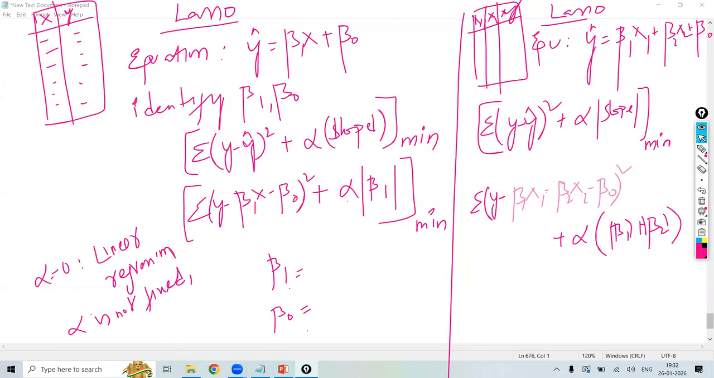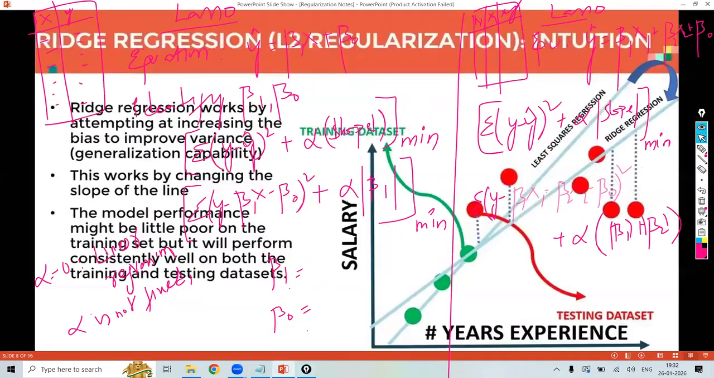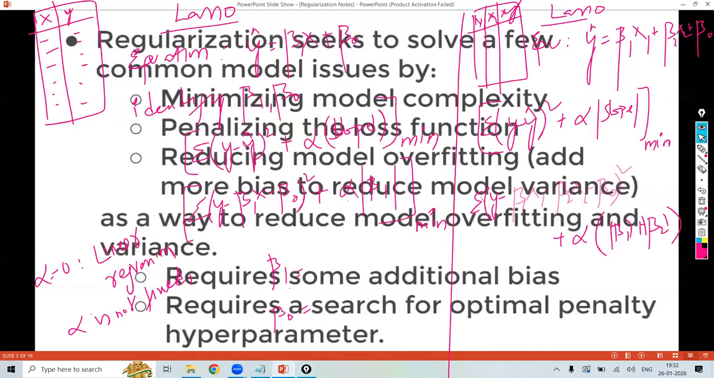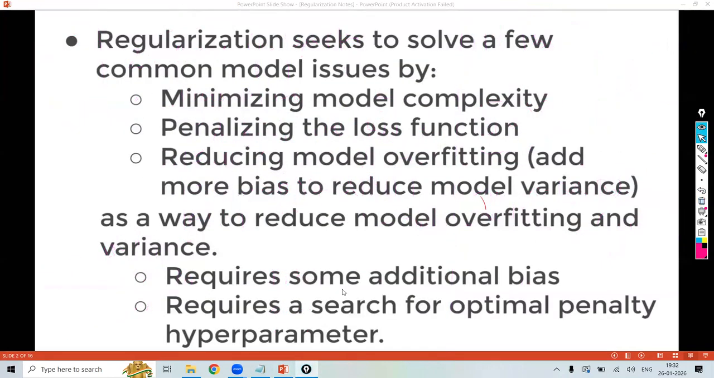Here, if you observe in the PPT, I have written that word. Of course, this entire PPT I'll explain, guys. Just wait for another few minutes. So it requires some additional bias. That word is clear now. That is nothing but alpha into modulus of beta. That is the additional bias. Requires a such means identifying the best value for the optimum penalty hyperparameter, that is alpha. We have to identify the best alpha value.